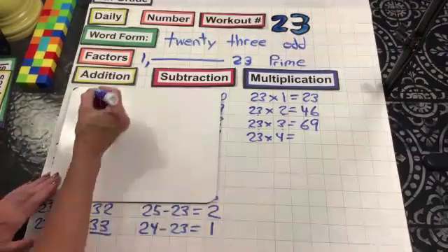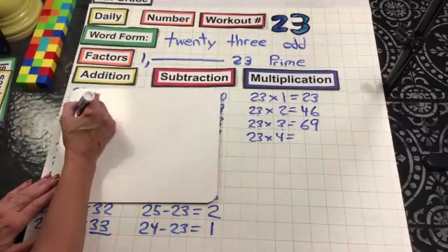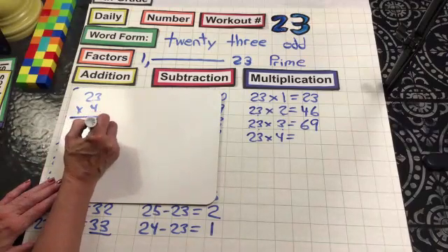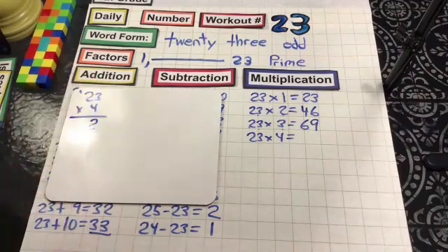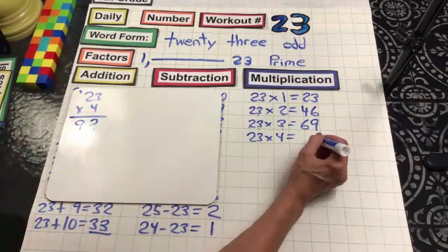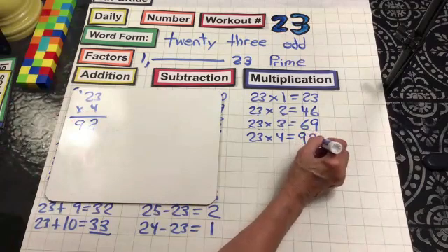23 times 4. 4 times 3 is 12. Drop the 2, carry the 1. 4 times 2 is 8, plus 1 is 9. So 23 times 4 is 92.